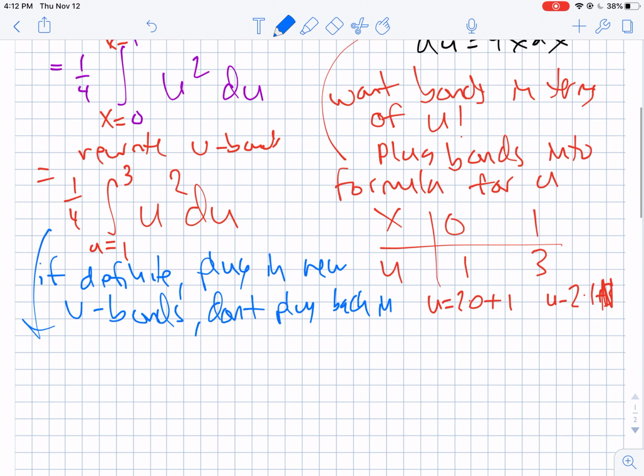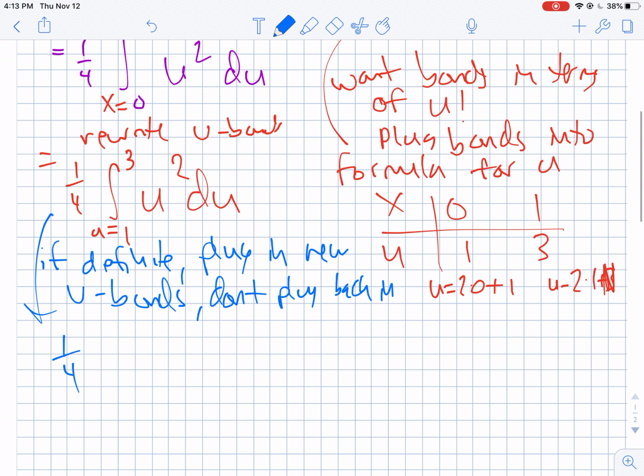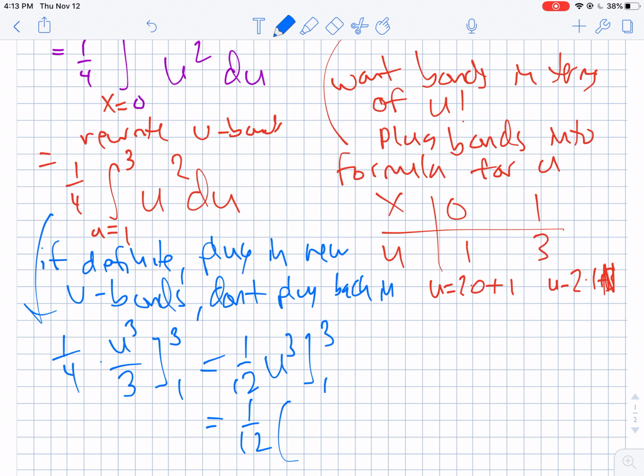So when we do this integral, this will become 1/4 times u cubed over 3 going from 1 to 3. That's a really bad u, I'm sorry. So of course we could write that as 1/12 times u cubed going from 1 to 3. So that's 1/12 times 3 cubed minus 1 cubed. 3 cubed is 27 minus 1, which is 26 over 12. Notice the beauty of this. I never had to plug the x back in. I just got this nice easy integral that I could evaluate.